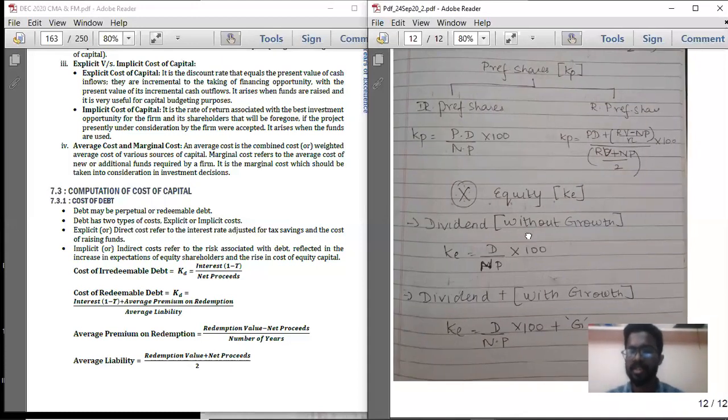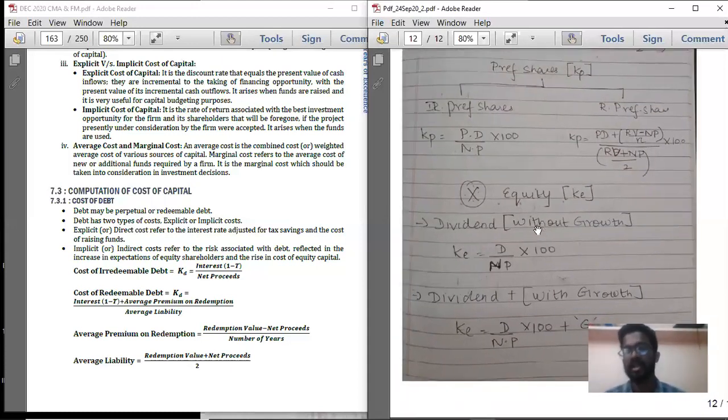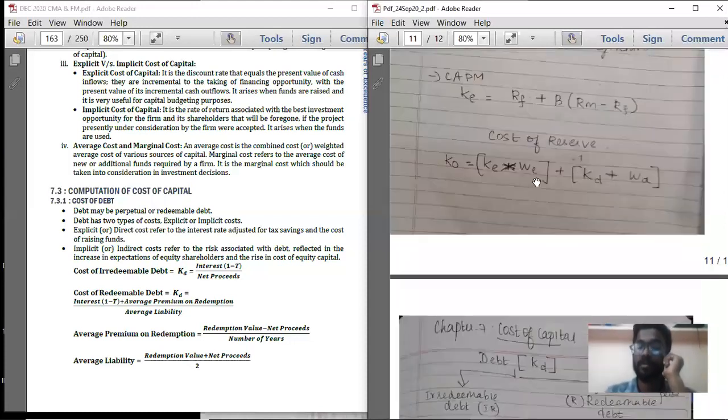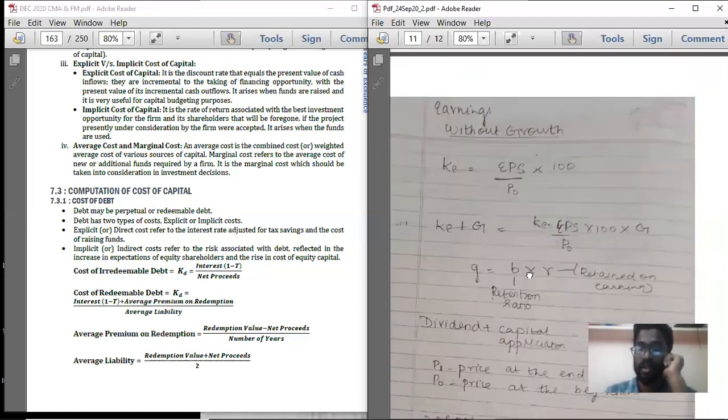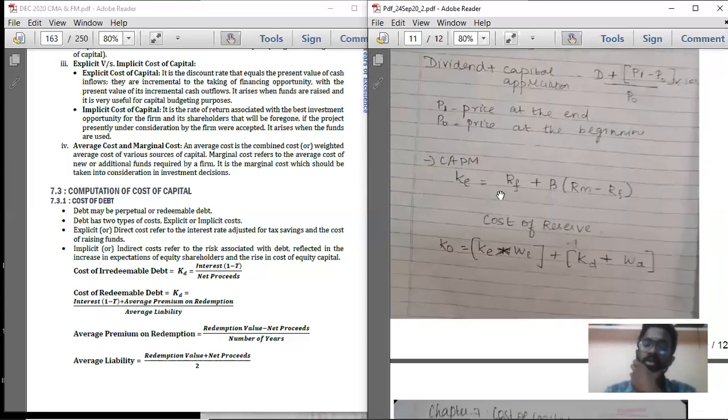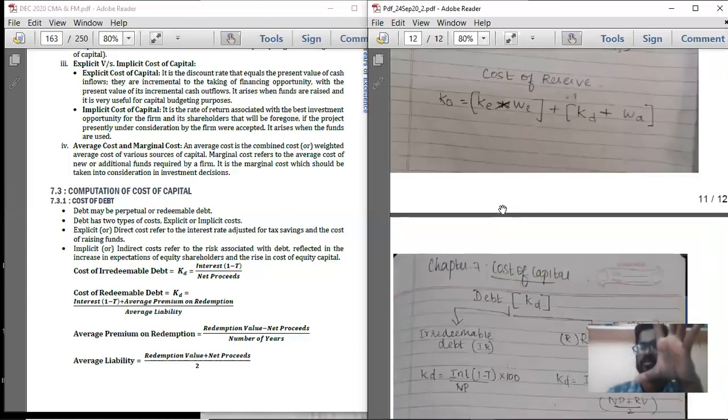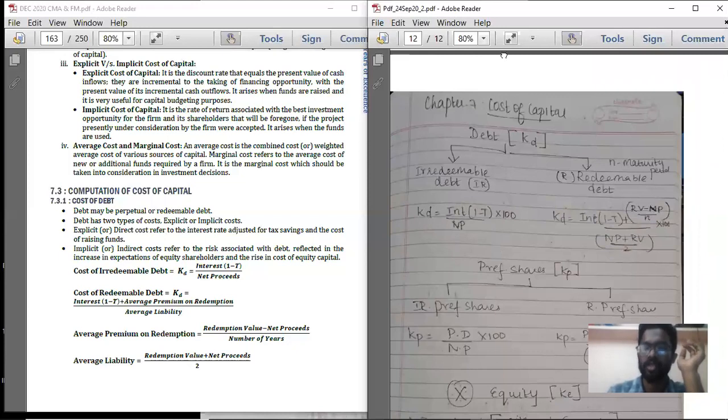So next important thing is equity. Below that, leave one line gap and record equity, within bracket KE. KE means cost of equity. Now below that record first arrow mark. There are a few different formulas for equity, because equity holders are receiving dividend. Using the dividend you can find the cost of equity, and you can also use other formulas like the dividend growth model. Then you can use earnings without growth and earnings with growth models. Then you can also use CAPM, capital asset pricing model, and find the cost of equity. So we'll see one by one.